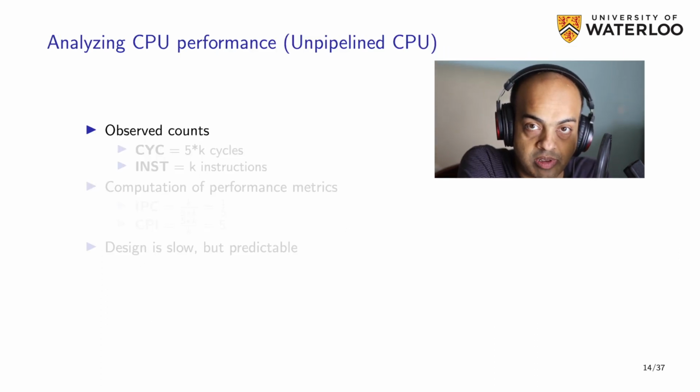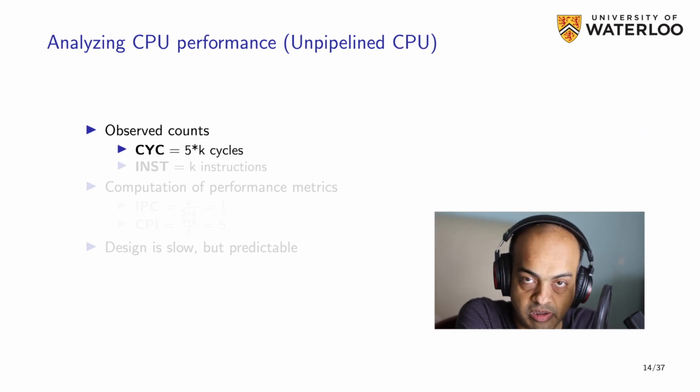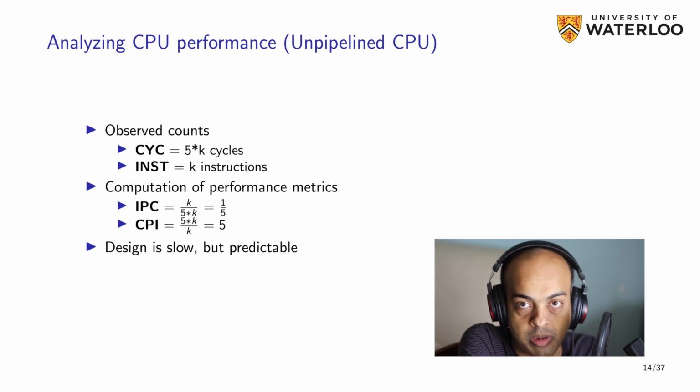Okay, so let's look at the IPC and CPI for an unpipelined CPU. Let's say you're executing k instructions on a 5-stage pipeline. You'll need 5k cycles for k instructions. So IPC is going to be 1 over 5, and CPI is going to be 5. Again, this is slow, but it's a predictable outcome.